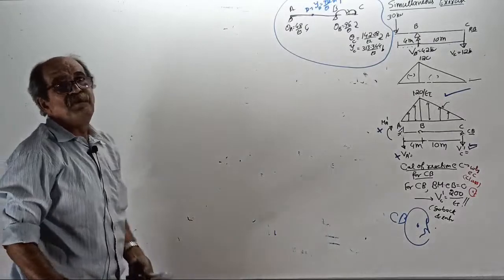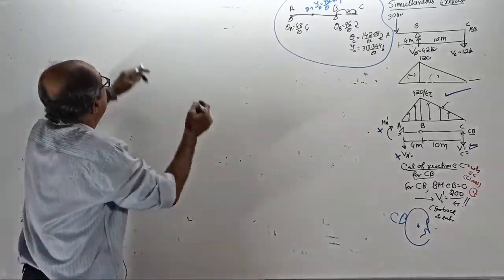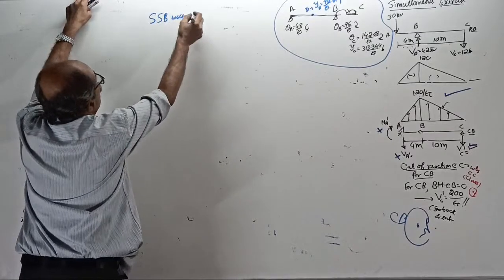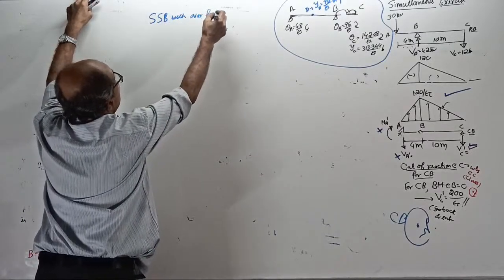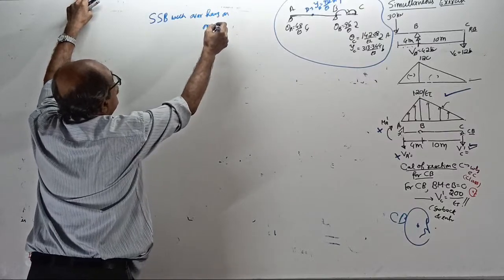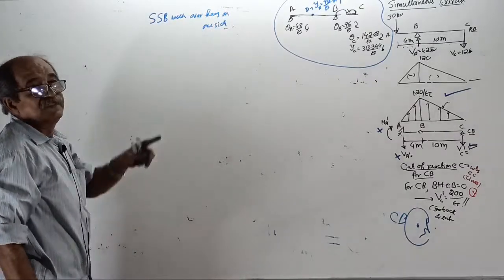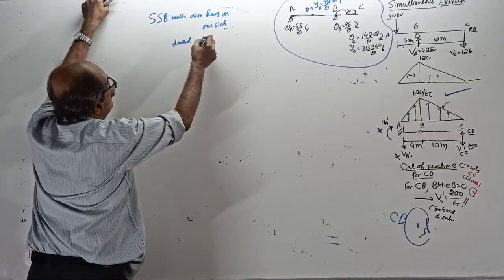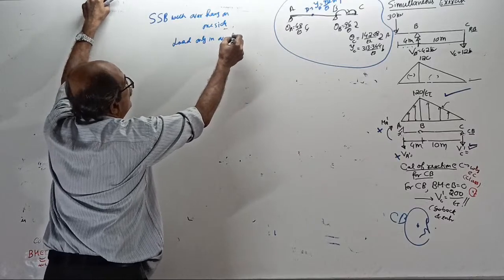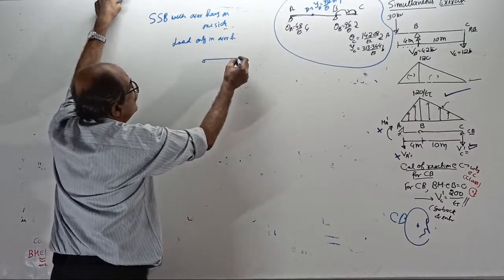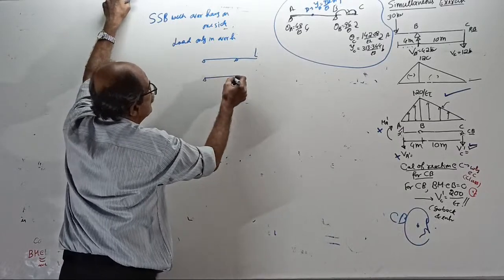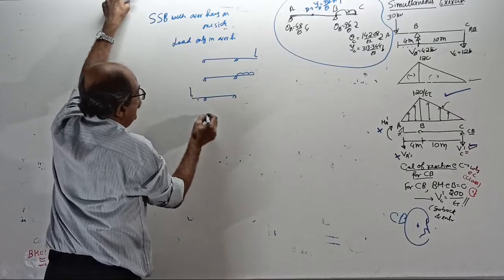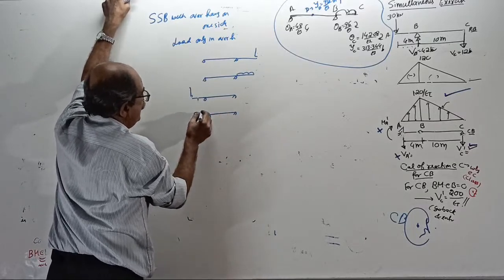They can give a beam, you write here now. The trick is for a simply supported beam with overhang on one side. On one side. Any side will do. Then load only in the overhang. Only in the overhang. That is, the question possible is either this way or this way or this way or this way.